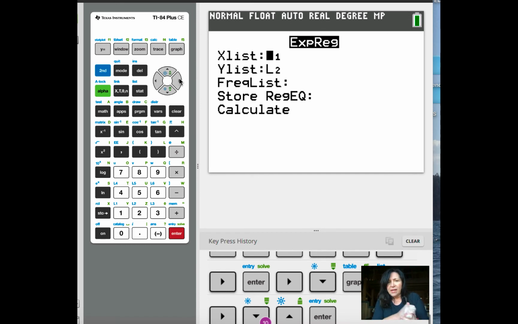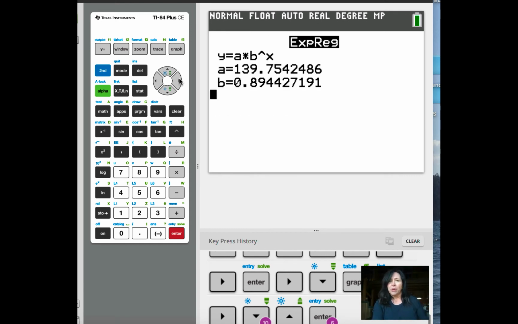And then what it's saying is, are you using lists? Yes, we're using lists. And just return through those. So enter, enter, enter, and we're not storing it. We don't need to do that. And now I'm on calculate. Now it's going to calculate, boom.